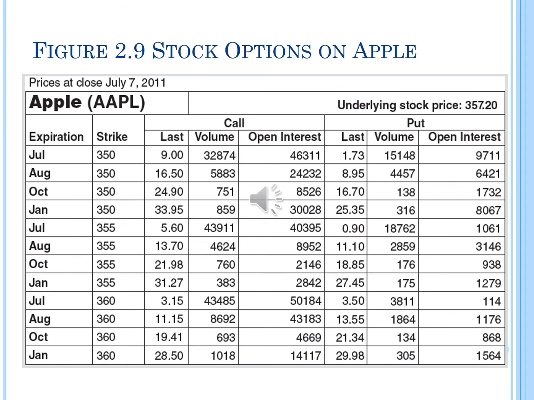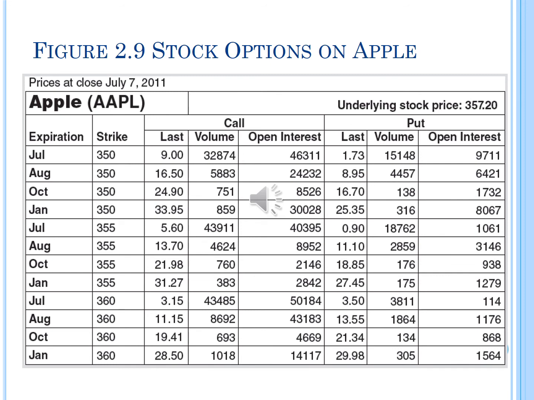For example, 43,911 contracts traded on the July 2011 expiration call with an exercise price of $355. The last trade was at $5.60, meaning that an option to purchase one share of Apple at an exercise price of $355 sold for $5.60. Each option contract on 100 shares therefore costs $560.